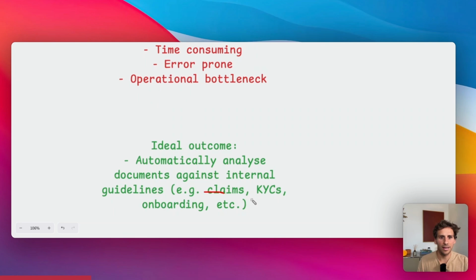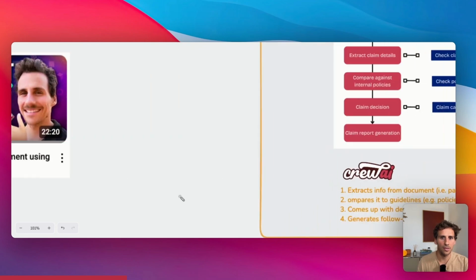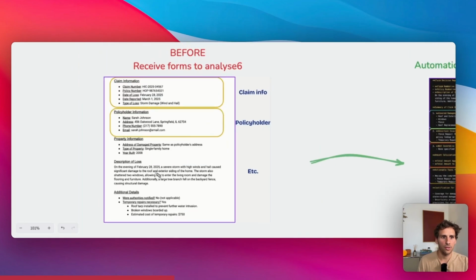So whether we're talking about claims, KYCs, onboarding, or just contracts in general. So I have this tutorial where I teach how you can automatically analyze claims. So the way it works is it would extract all the information from the claim and then see whether the damages are covered by the insurance policy or not, and then ultimately come up with a claim decision. So this is how it would look.